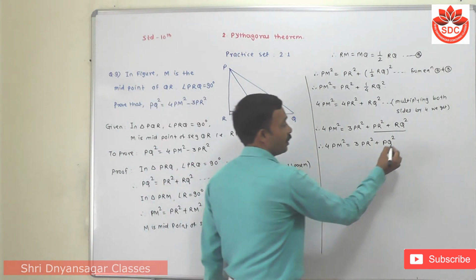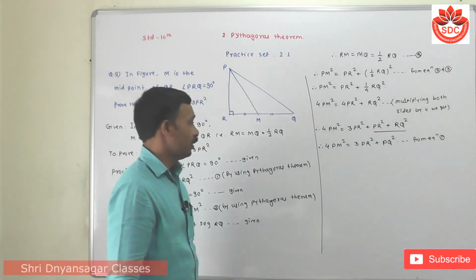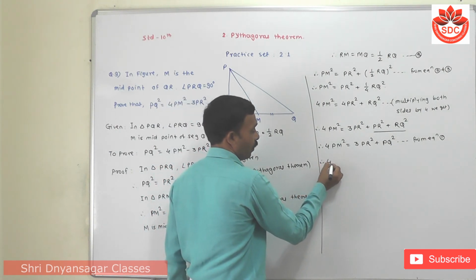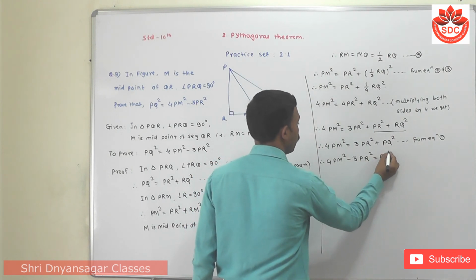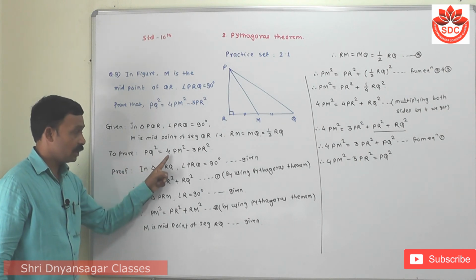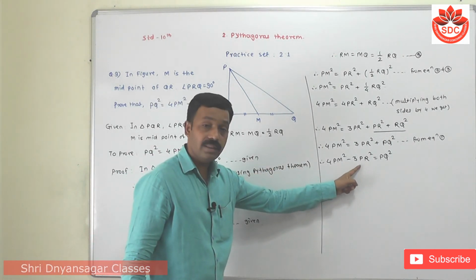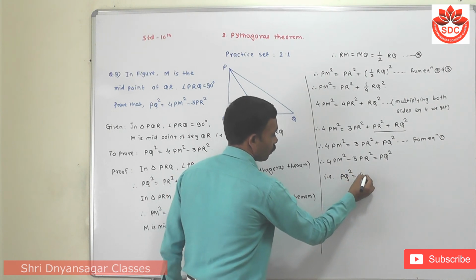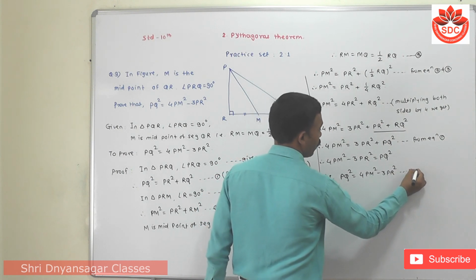Okay, here give the reason from equation first. Students, then we transfer this 3 PR square to this side, converting it to minus, so that 4PM square minus 3PR square is equal to how much? PQ square. Observe carefully, to prove PQ square is equal to 4PM square minus 3PR square. That is, we write here PQ square is equal to 4PM square minus 3PR square, and hence it is proved.